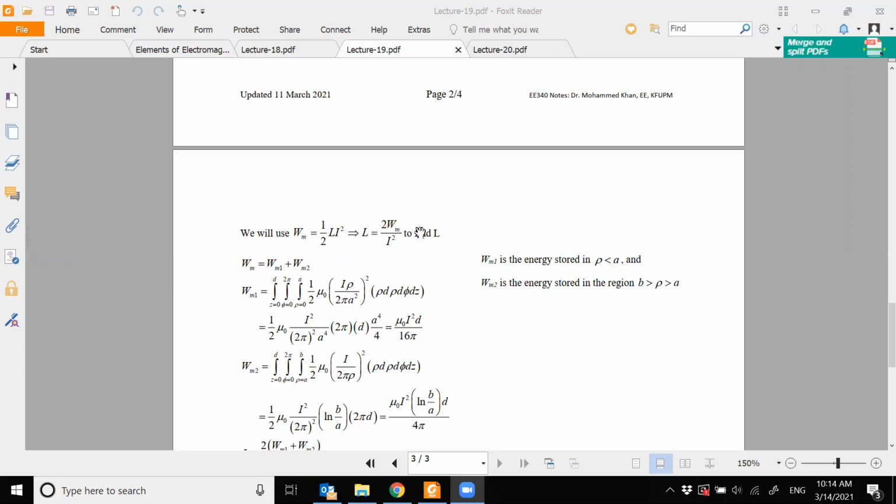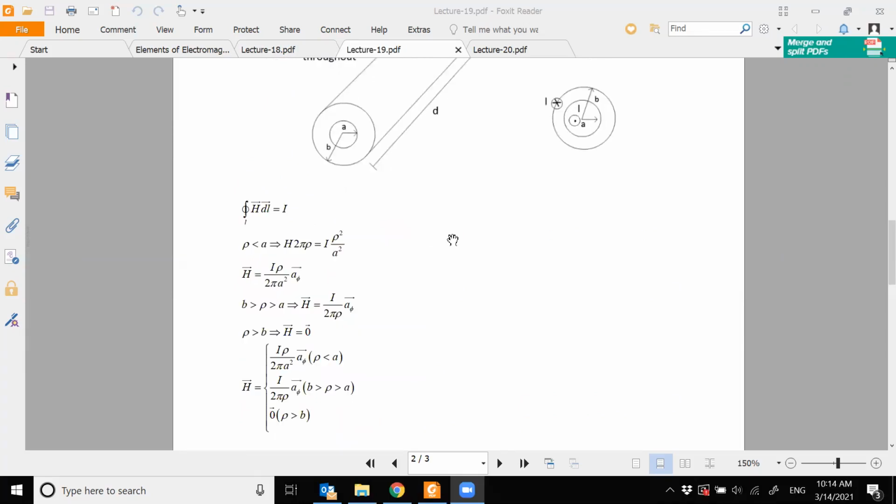Now, how do we find the energy stored in the inductor? Since we have the magnetic field in this region and this region, let us find the energy stored in the region rho between A and B, and in the region rho less than A. And why do we have the energy only in these two regions? Because the magnetic field, or the magnetic flux density, exists in those regions. Since the magnetic flux density can store energy, our energy will be in these regions.